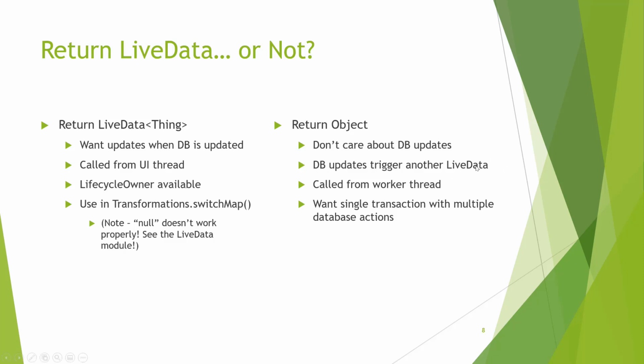That's really what I'm talking about here when I say database updates trigger another live data. So if you have a chain of these guys going, but you need to have all the data worked on at once, you're really best working with the objects itself. Also, if you want to make sure that things are in a single transaction, like maybe you're doing a movement of money from one account to another in a bank, you want that to happen in a single transaction so that if something fails, you don't end up with more money in some place or less money in some place than should be there.